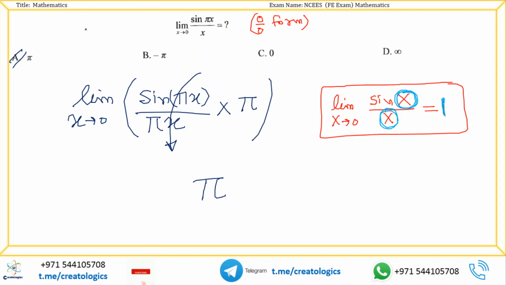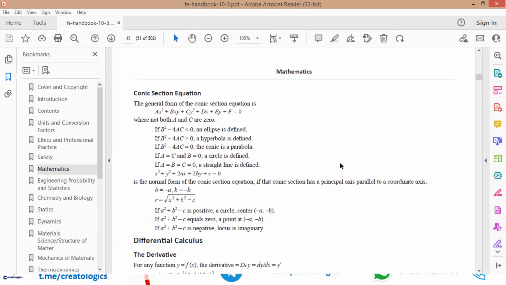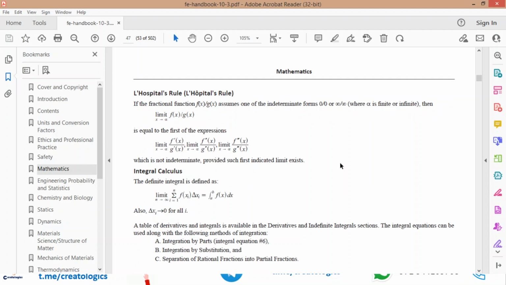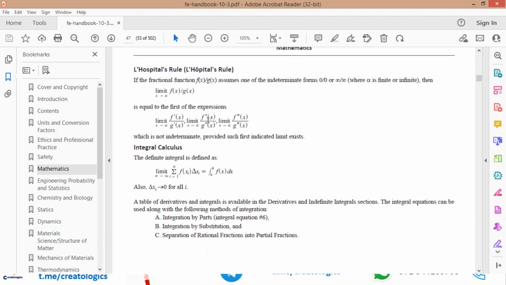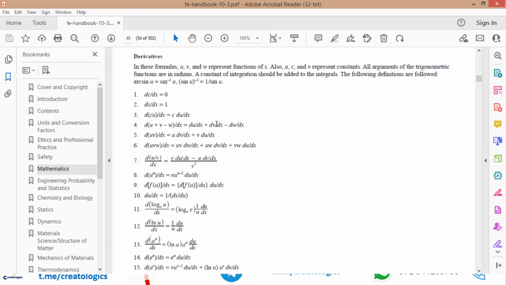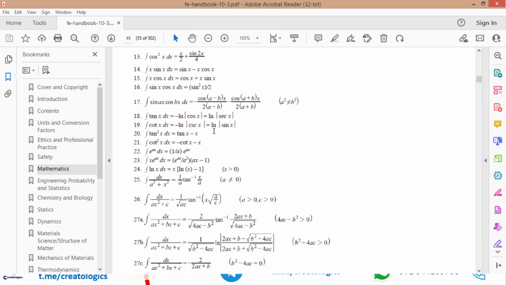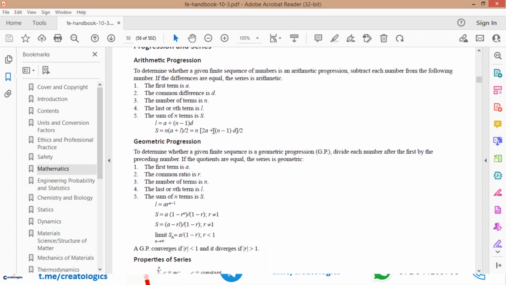That's how you have to tackle these types of questions. And these things are also given in your FE exam handbook. If you check the derivatives and limits portion, you can see everything is present, right? Sometimes you have to use L'Hopital's rule. If you want, you can use L'Hopital's rule to solve the same question, and that will also give you the same answer. The derivatives formulas are also given to you in the sheet. You can check out these formulas, right?